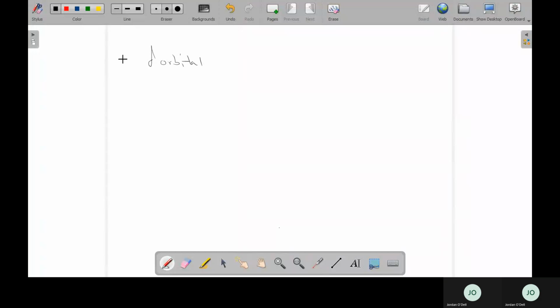Sorry about the bad handwriting. So we know that d orbital has a d orbital shell. Let's see. Sorry, I haven't used the software before. There's my erase button.